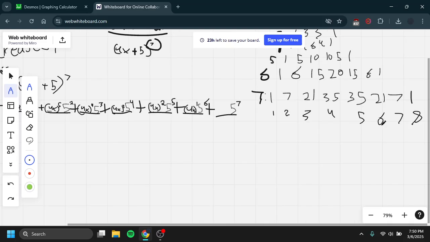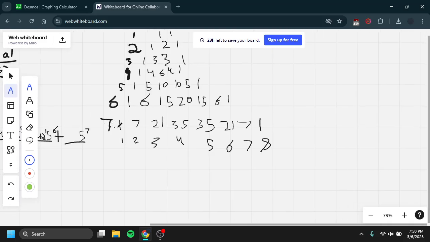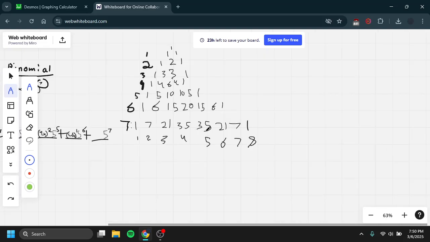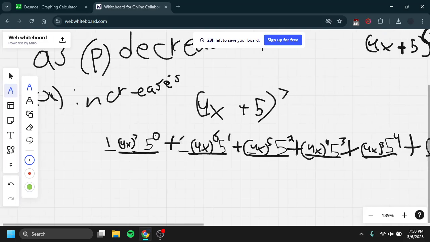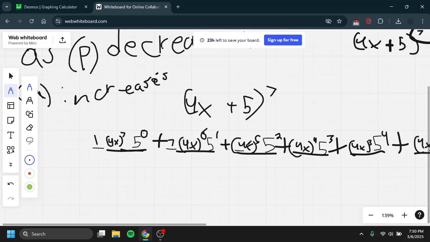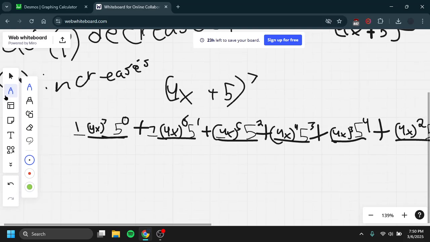and now our Pascal triangle comes into play. All of these values we will plug in front of every single term. So this will be 1. This will be 7. I didn't give myself enough room here. Let me.